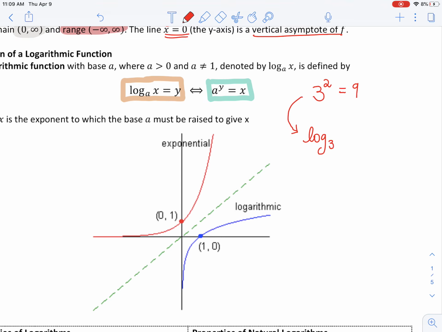Base is 3, so you write the 3 tiny, and then you write the 9 right next to it, and then you set that equal to the exponent, the power of 2. So we're going to go from exponential form to logarithmic form, and then logarithmic form to exponential form. That's one of the first things that I want you to practice in lesson 3.3.